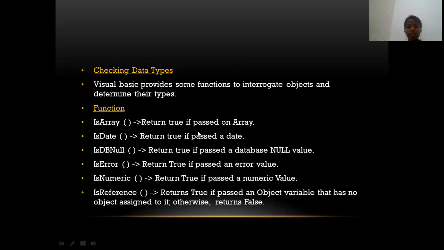IsArray returns true if passed an array, and IsDate returns true if passed a date. IsDBNull, where DB is nothing but database, returns true if passed a database null value. So if passed a database null value, it returns true. IsError means whether it is an error or not. It returns true if passed an error value. When an error value is passed, it returns true as the answer.